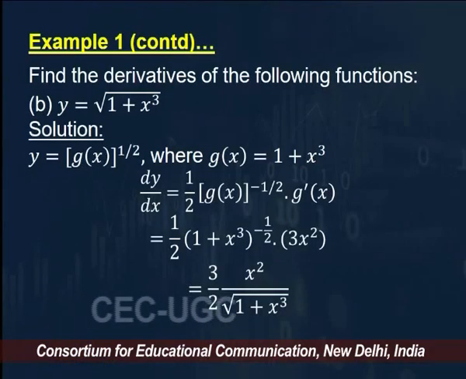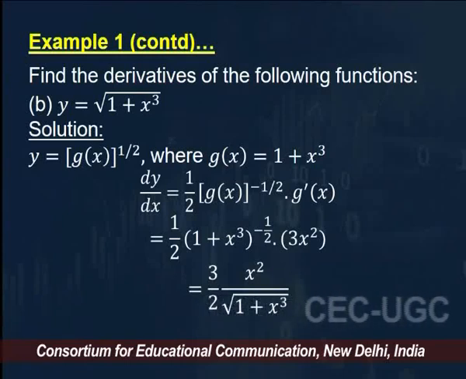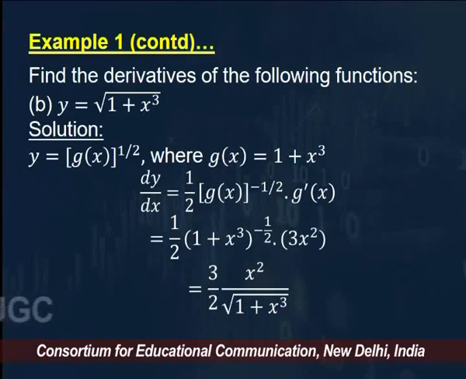Similarly, let us suppose y is equal to the square root of 1 plus x cubed. In this case, we can write y as g of x to the power half, where g of x is equal to 1 plus x cubed. Then dy by dx using the generalized power rule would be given by half, which is a constant, times g of x to the power minus half, times g prime of x. Now, g of x to the power minus half would be nothing but 1 plus x cubed to the power minus half. g prime of x is 3x squared. So half and 3 I can combine to get 3 by 2. 3 by 2 x squared divided by the square root of 1 plus x cubed is our result here.